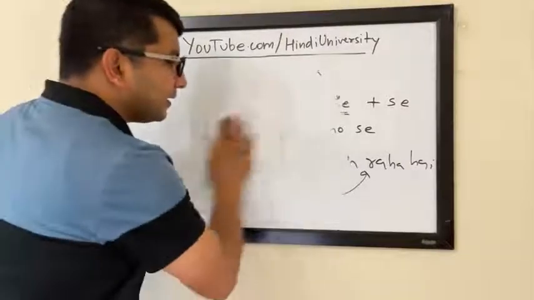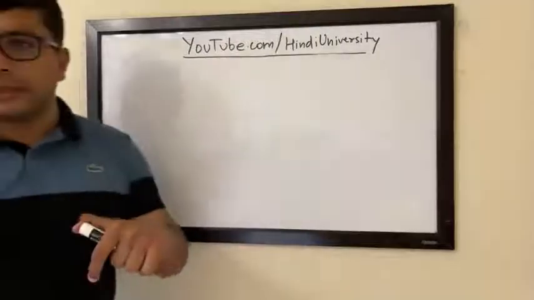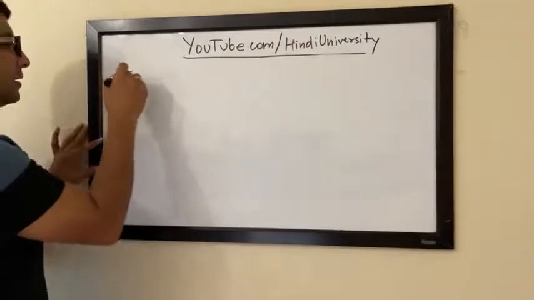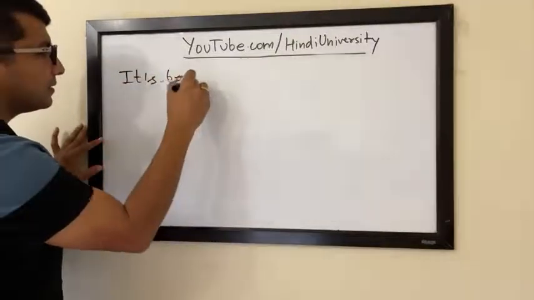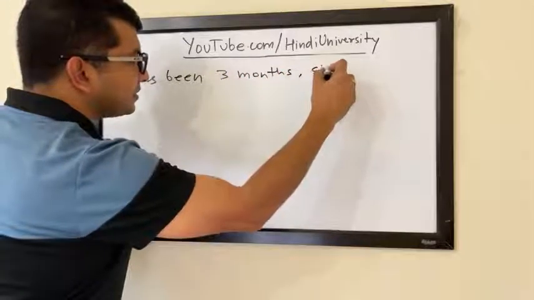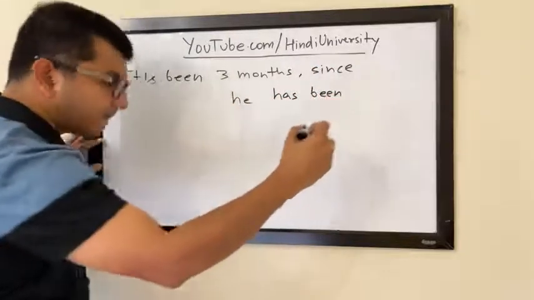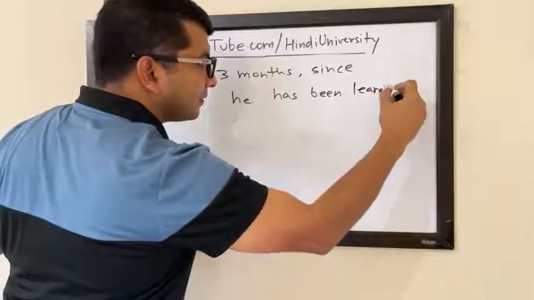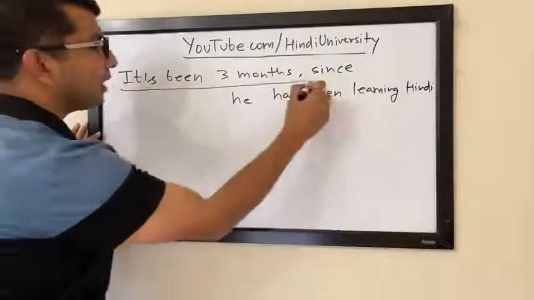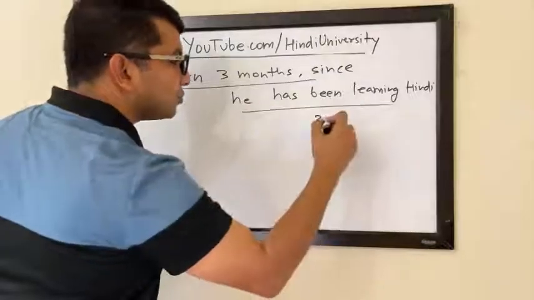Okay. So let's say, generally, as you know, present continuous is always about something that you are doing at the moment. Okay. But let's say you want to say it in a different way. You want to say, it's been 3 months since he has been learning Hindi. It's been 3 months since I've been learning Hindi. So now this is a very complex sentence. You have part 1 and you have part 2. Okay.